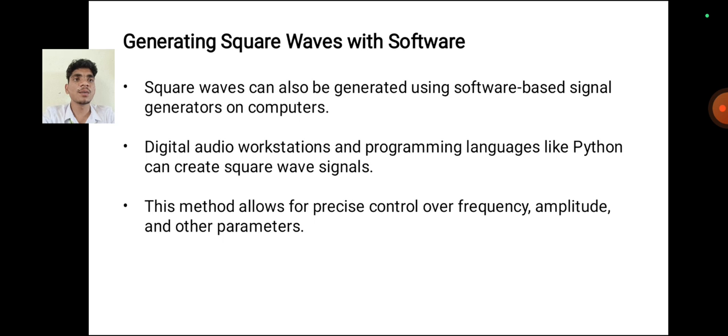Generating square wave with software. Square waves can also be generated using software-based signal generators on a computer. Digital audio workstations and programming languages like Python can create square wave signals. These methods allow for precise control over frequency, amplitude, and other parameters.